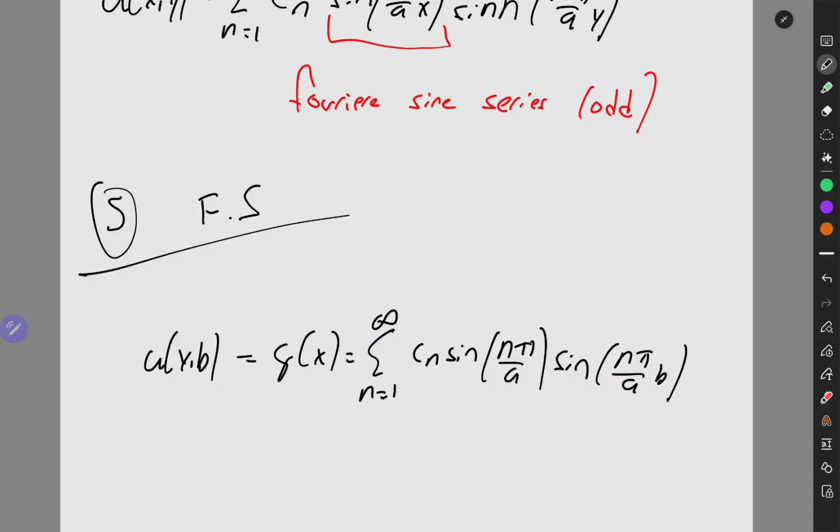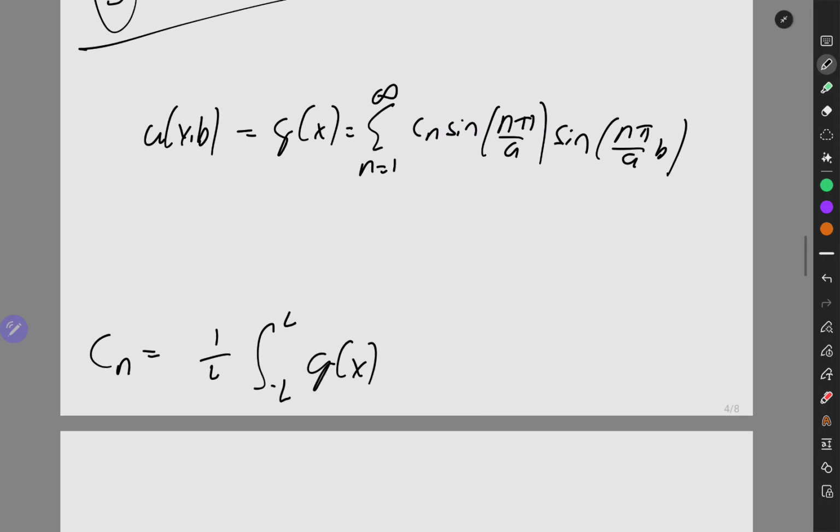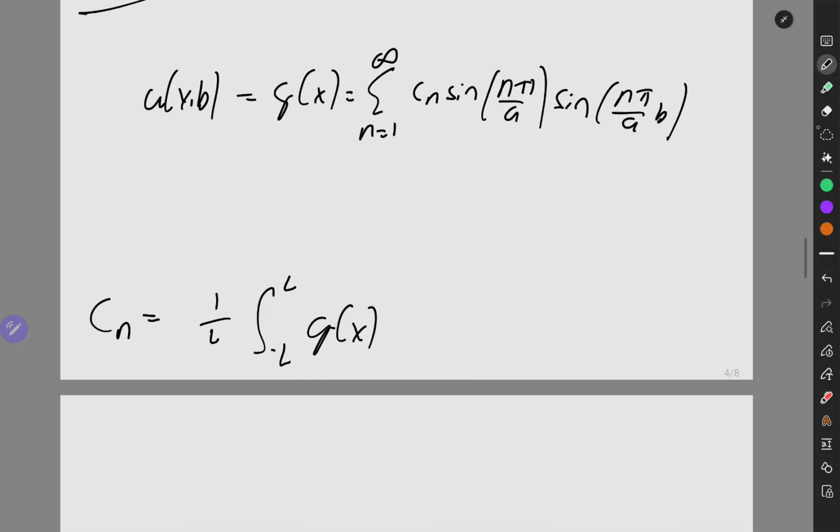If this is a rectangle, these would cancel. A square, right? Because they're the same. This is the only difference for a square versus a rectangle, is this step right here. The only difference. By the way, then we find C of n.